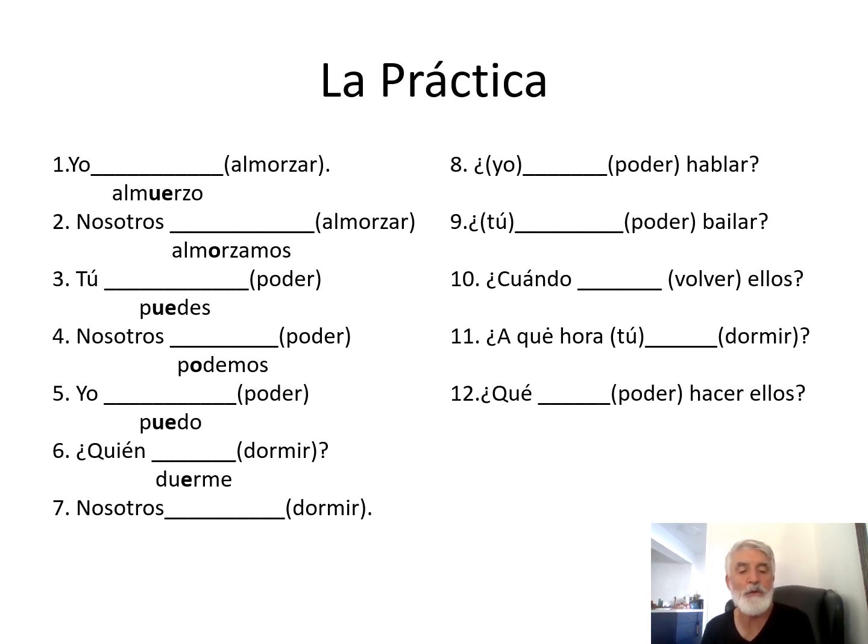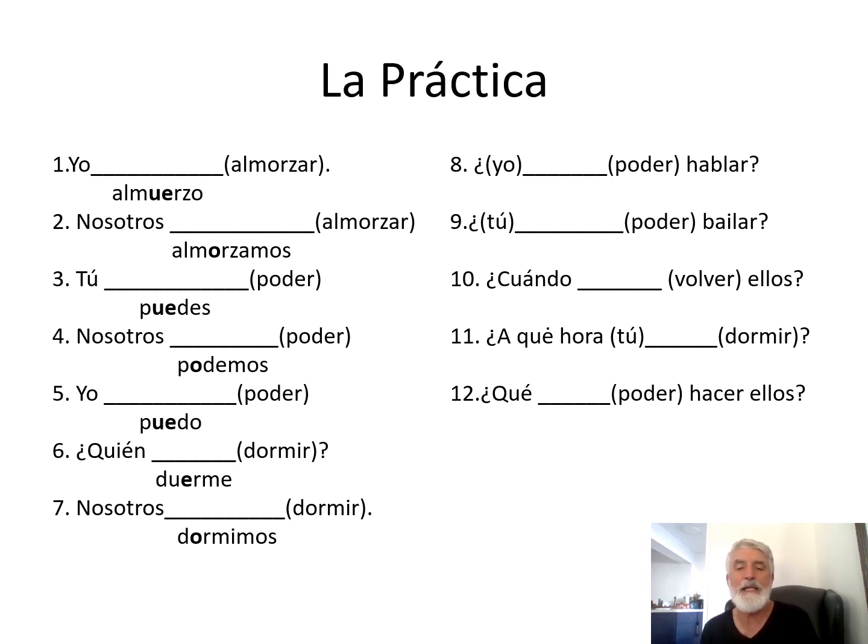And finally, nosotros. I want to say we are sleeping. Will there be a stem change? No, there never is a stem change with nosotros. Nosotros dormimos. Let's do a few more up here. Here we're going to ask some questions. Poder is an incredible verb. We use it a lot in Spanish as in English. We can use it to ask questions. We do all the time in English. We can do it in Spanish. So here the question is, I put yo in parentheses because I want you to conjugate the verb in the yo form.